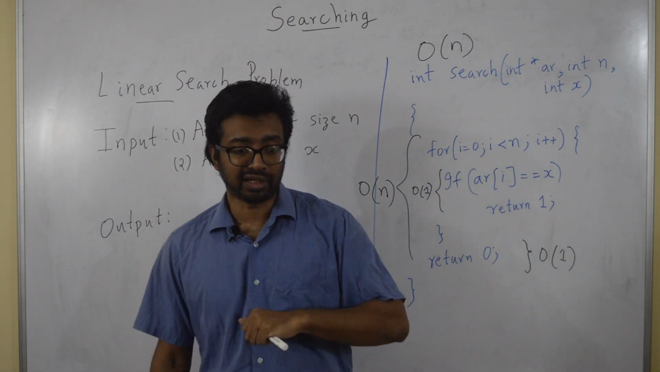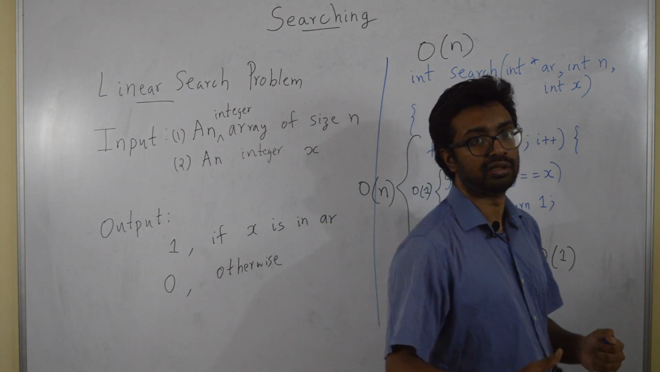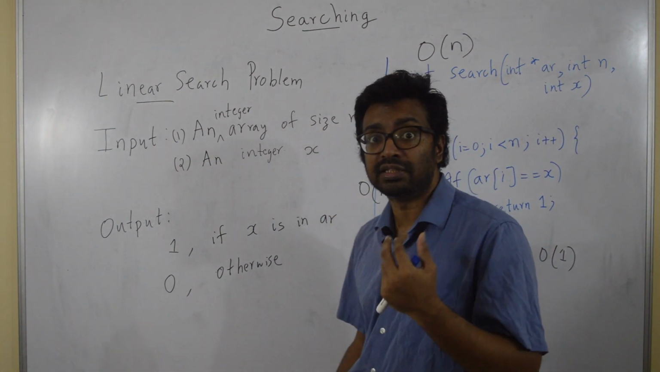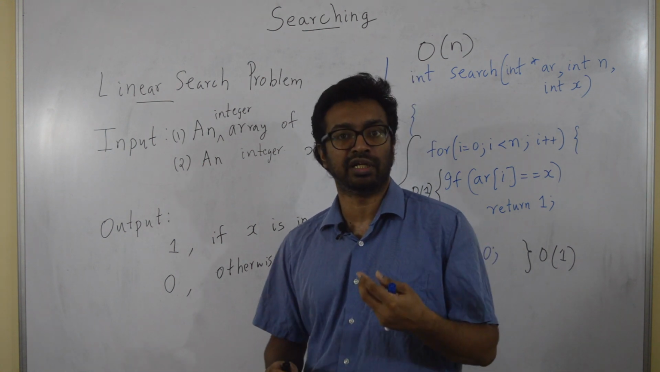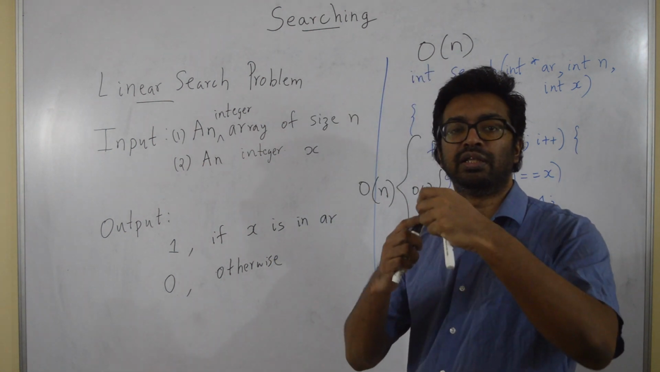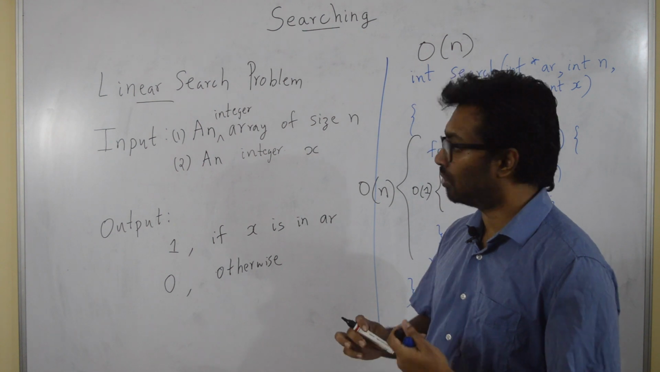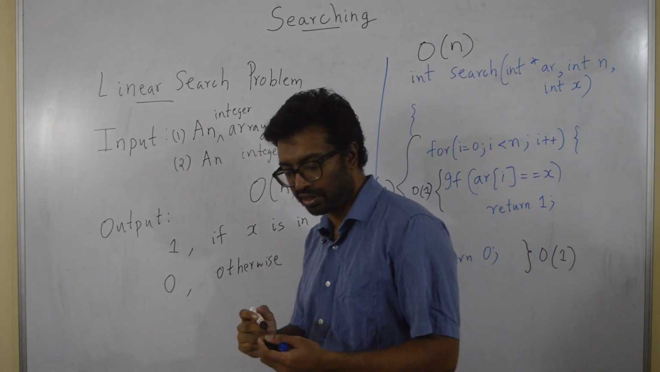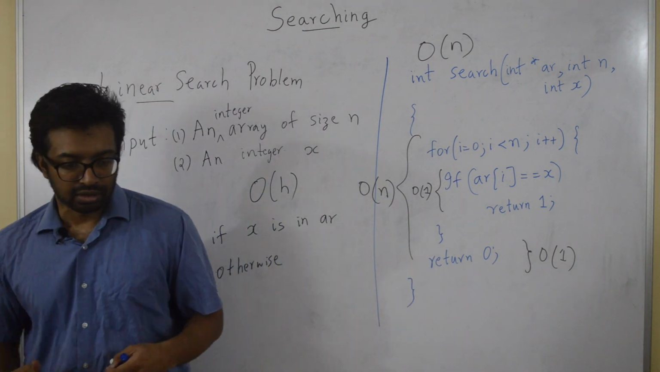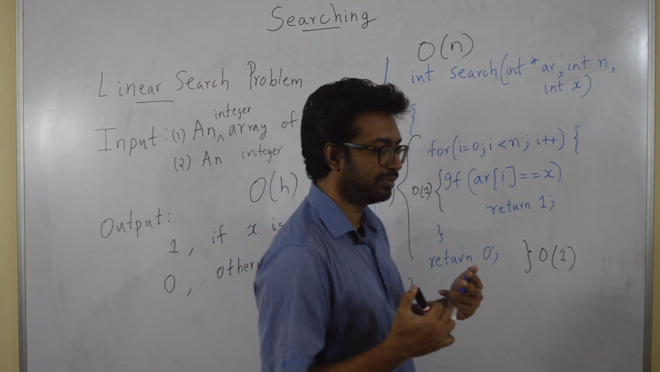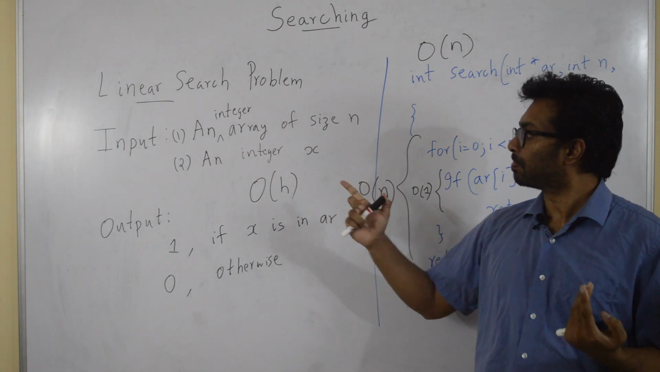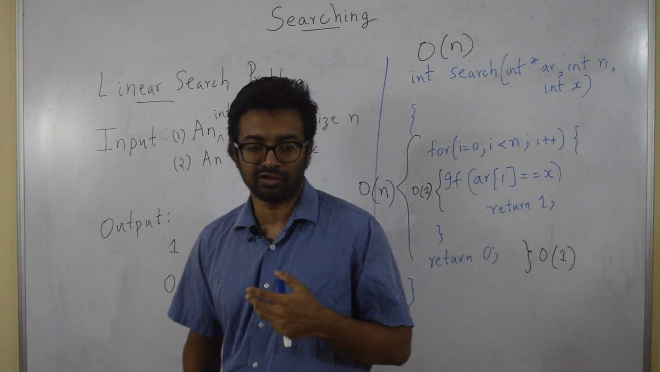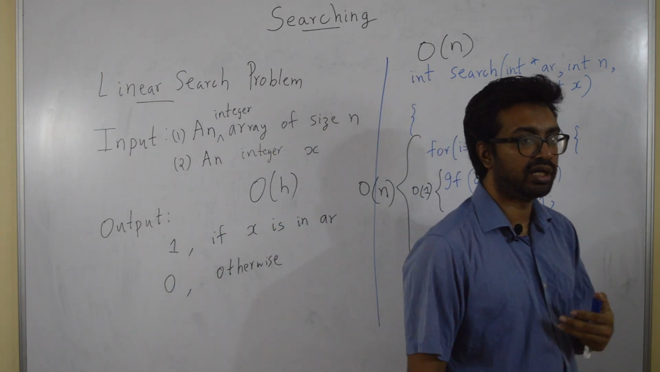What about a binary search tree? How much time does it take to search for an element in a binary search tree? We know how much time it takes. In the worst case, it took the height of the tree, and therefore in the order notation it's going to be O of h, where h is the height of the tree. That's the asymptotic running time for searching in a binary search tree.